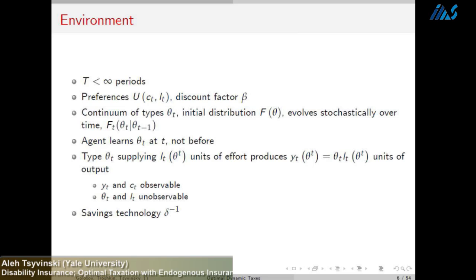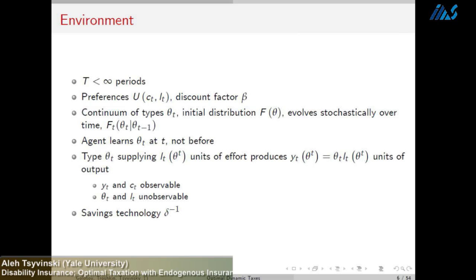And then the types are going to evolve stochastically over time. And your type today is going to depend on the type yesterday. And there's going to be an age-dependent probability distribution of the types. Okay, so the agent learns their type today, but not before today. Obviously observes the whole history.